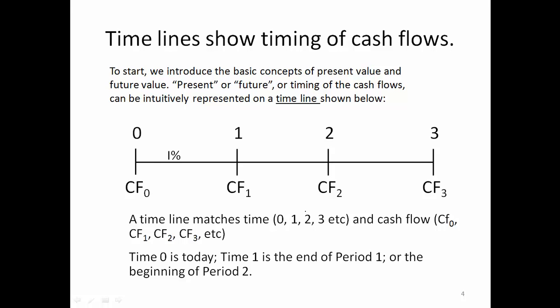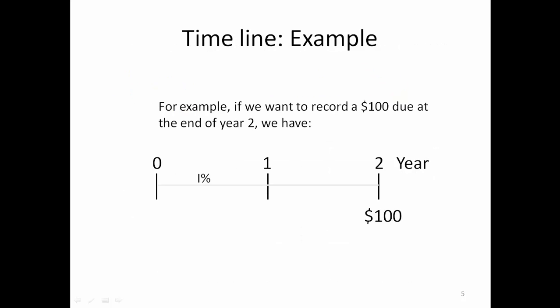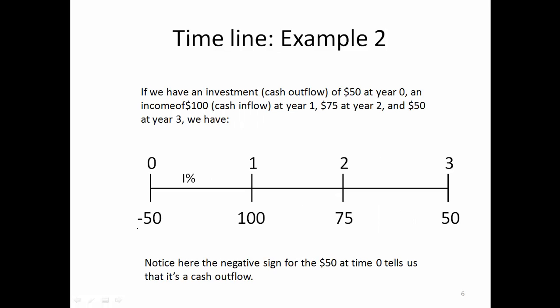And if we want to record $100 due at the end of year 2, so that's $100 at the end of year 2 in this timeline. In this example, we have an investment of $50, and that's a cash outflow, so we use a negative sign for cash outflow or any investment. And if we receive $100 at the end of the first year, we put 100 under year 1. And if we receive $75 at the end of year 2, we put 75 under year 2.